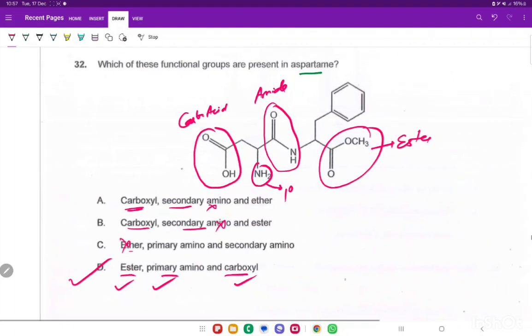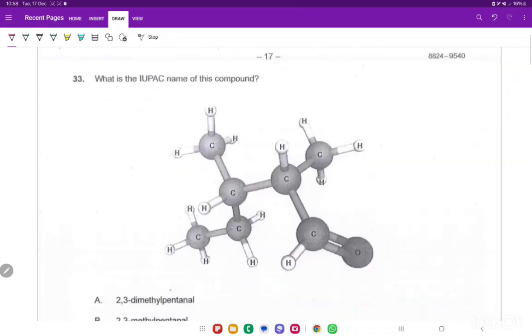Question 32, the answer is D. Ester group is there, primary amine group is also there and carboxyl group is there. Question 32, answer D. Next question is the IUPAC name of the compound.